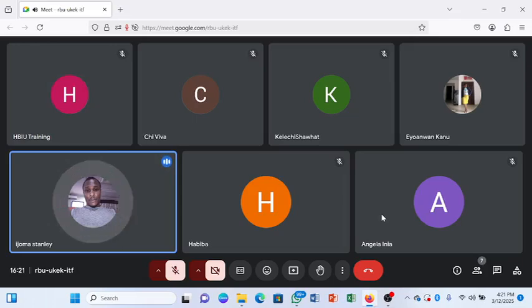Hematology, hematinics: when you hear that these drugs are hematinics, it means they are drugs that boost blood cell production, such as folic acid and the rest of them. So whenever you hear hemo, it's talking about blood.